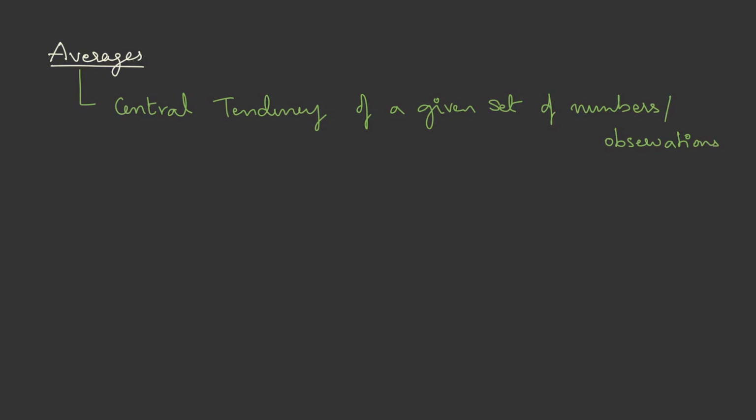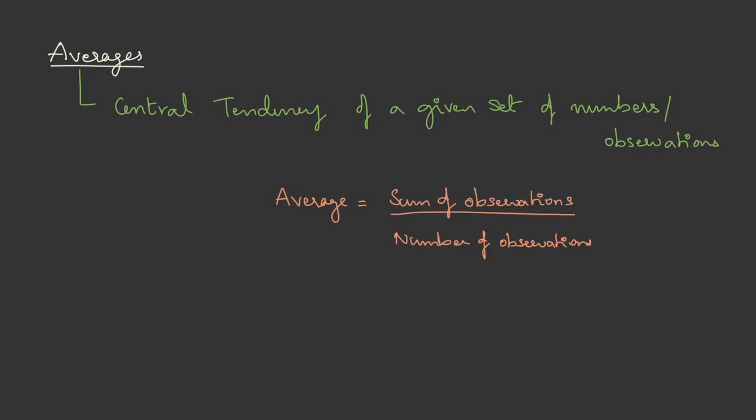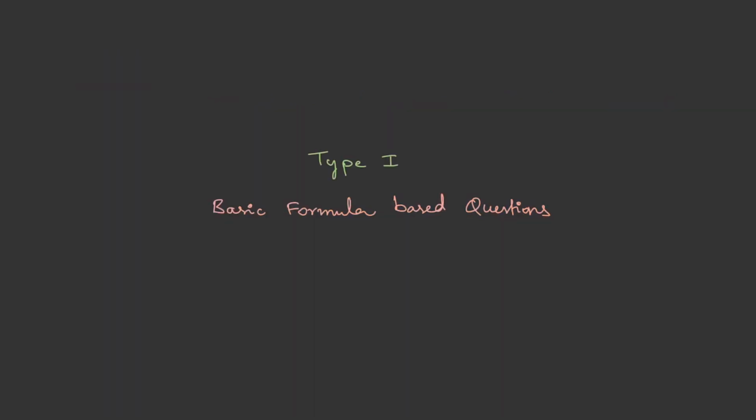This is the first lecture on the concept of average. Averages. It is a central tendency of a given set of numbers or observations. And to calculate the average, we take the sum of the observations divided by the number of observations. Now let's quickly get into type 1, that is basic formula based questions.